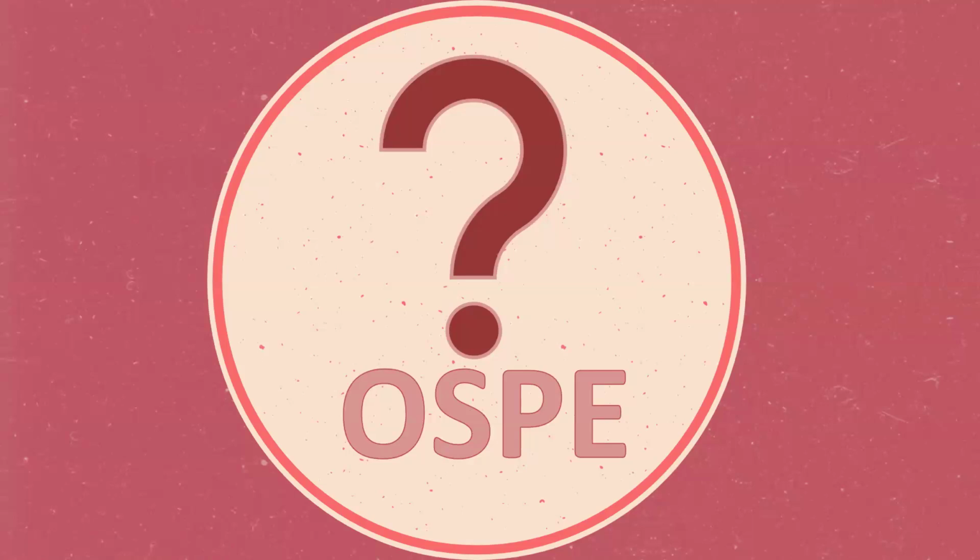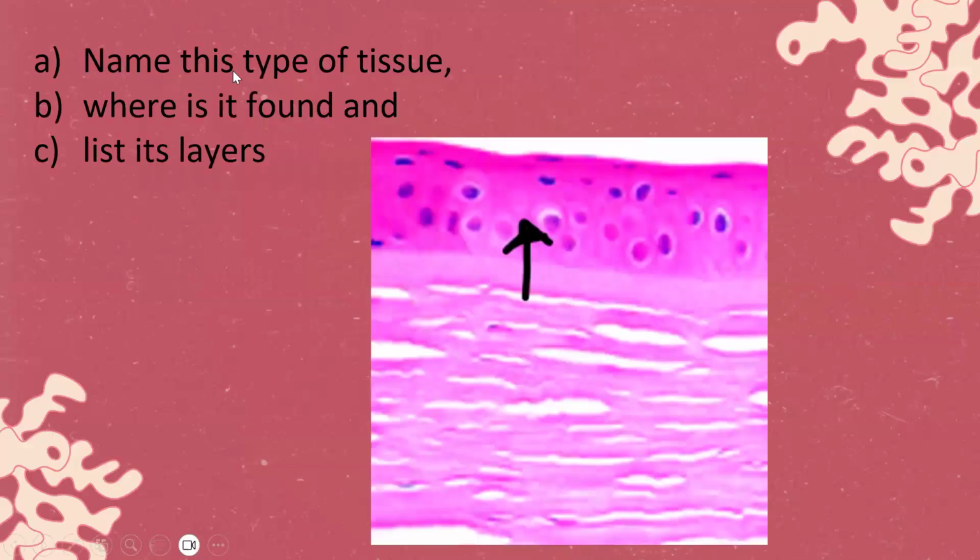Okay, now for the OSPE questions, which is the main part of this lecture. Let's see: name this type of tissue, where is it found, and list its layers. So let's go here. This should be the cornea. Before I show you the answer, all of this tissue is the cornea. This should be the epithelium. Next layer is the Bowman's layer or Bowman's membrane. And then after Bowman's membrane, we have the stroma. So this is the corneal epithelium, this is the Bowman's membrane, and this should be the corneal stroma.